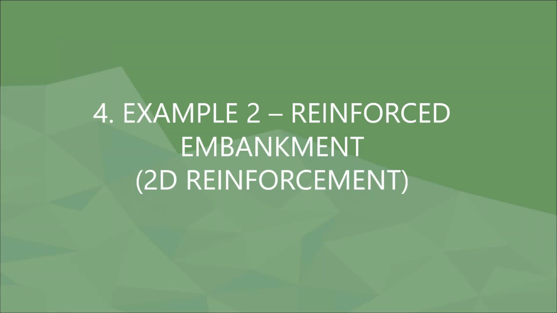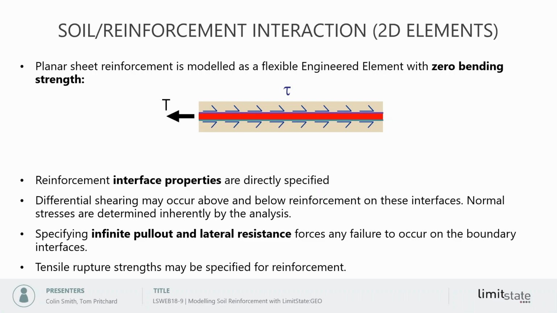So we'll now look at two-dimensional reinforcement. So this is, for example, geotextiles or geogrids. So again, if we look at how this works, if we've got a sheet reinforcement, we can model it as a flexible engineered element which has 0 bending strength, but the pull-out mechanics are very similar. We've got shear stresses above and below the reinforcement sheet, and that determines the force required for pull-out.